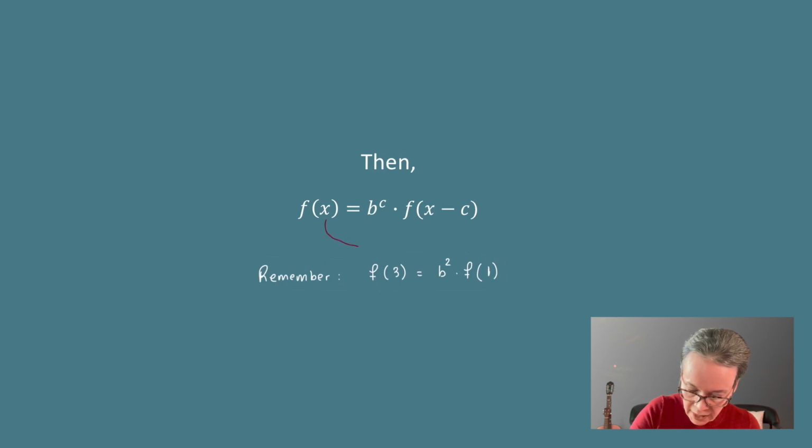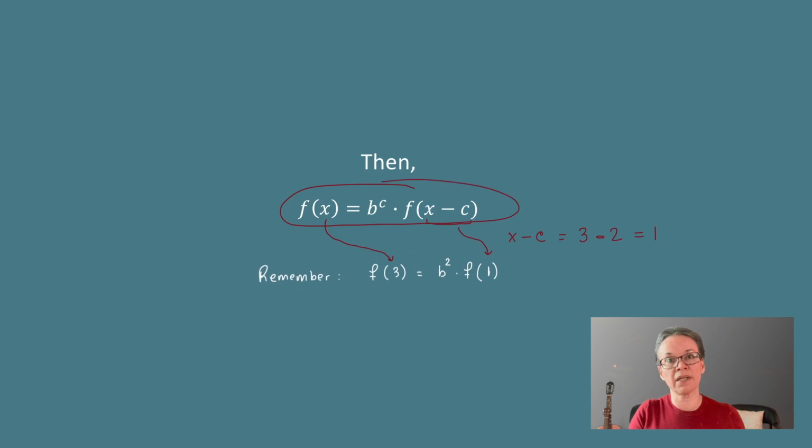We have x, in this case x is 3, and then x minus c becomes 1. Why? Because x minus c, in our example, x is 3, and c was the number of steps, and we had 2 steps. 3 minus 2 is equal to 1. But now we can beautifully generalize the statement like this whenever our function is an exponential function.